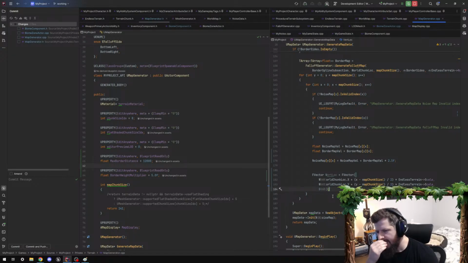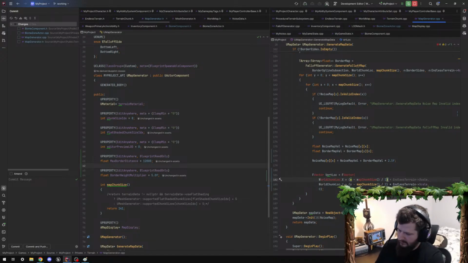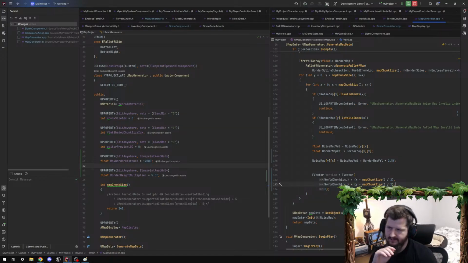And then I multiply it by scale. I don't think I need to do that because I'm already adding the world chunk location, which has already been multiplied by scale. So I think I just need to do that. And I'll get the vert, I'll say vert world loc.